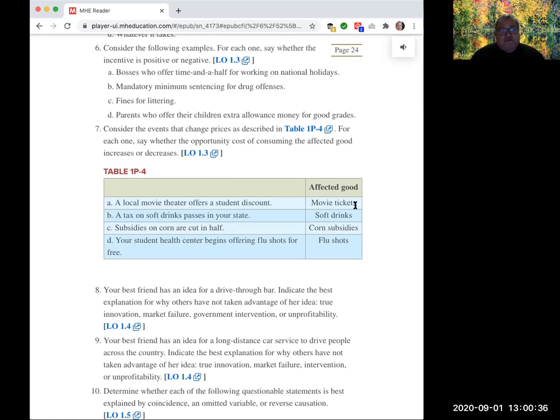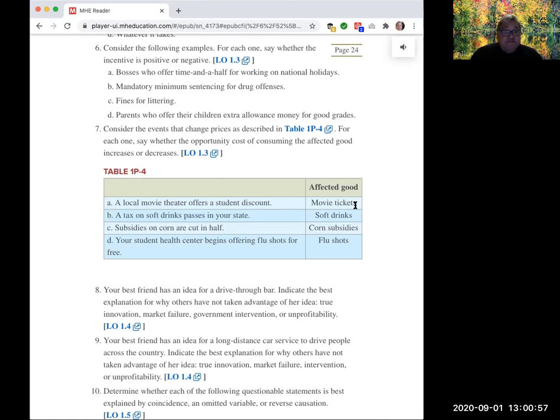Would that affect the actual cost of consuming the affected good? Does it increase or decrease? Does the opportunity cost increase or decrease? So the opportunity cost of the movie tickets decreases, which means that there will be a greater volume of consumption of movie tickets.